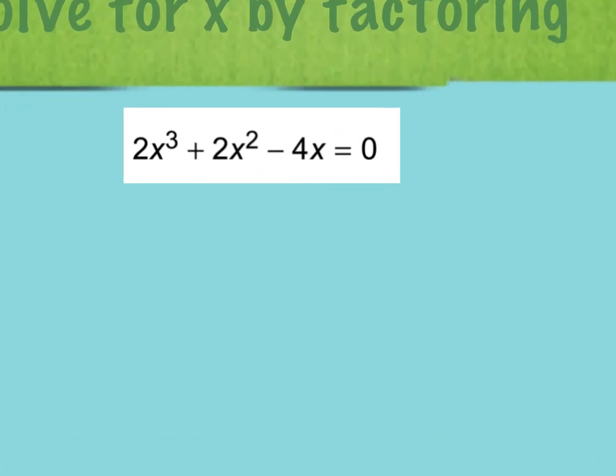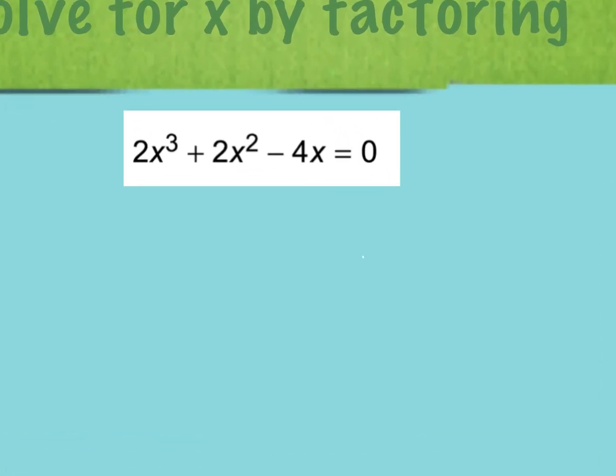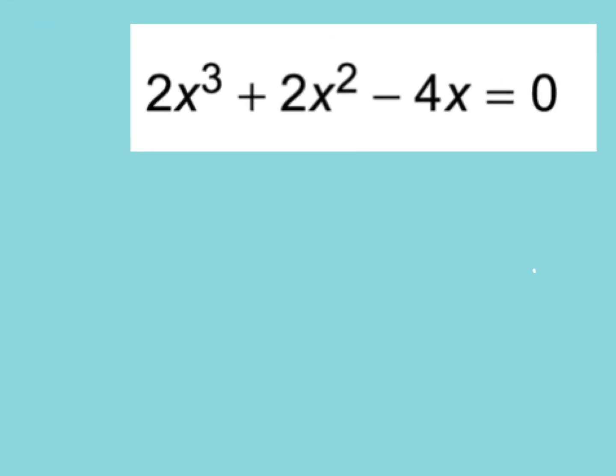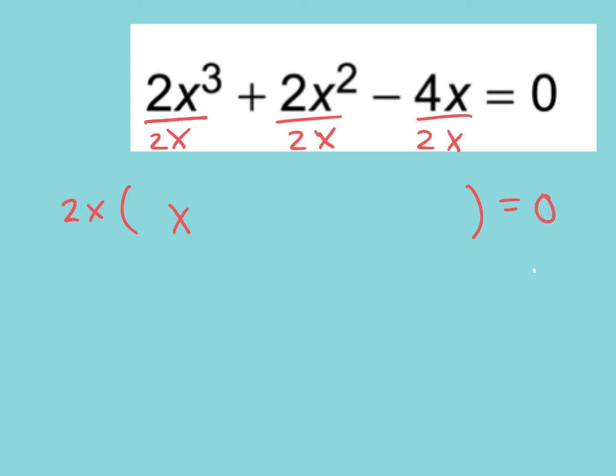All right, again, we're doing the same thing. What should I do first? Take out an x. Is there any other greatest common factor that I could take out? 2. So I'm taking out a 2x. So where does that 2x go? On the outside. Don't forget to put it on the outside. What am I left with on the inside? Awesome. X squared plus x minus 2 equals 0.